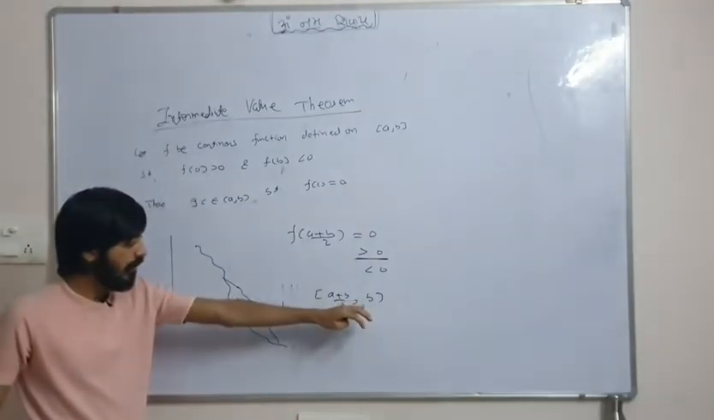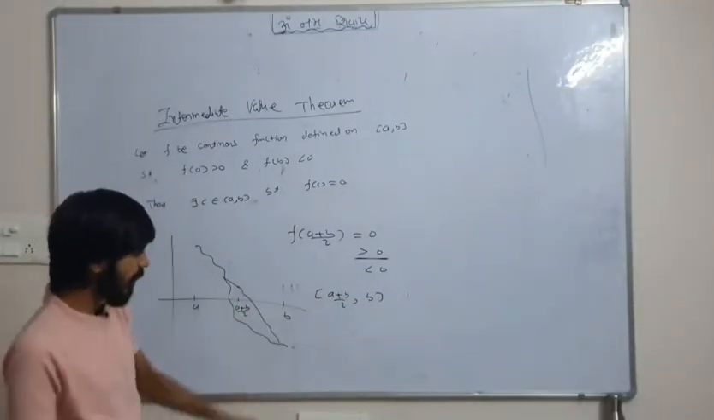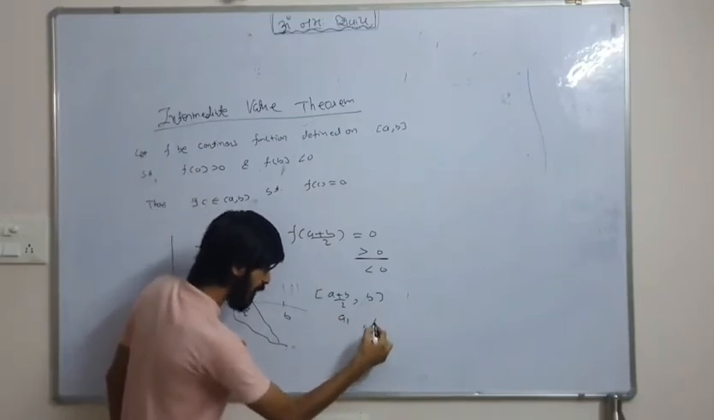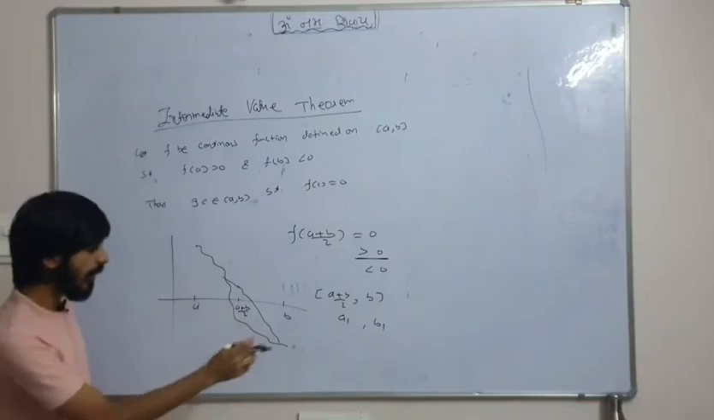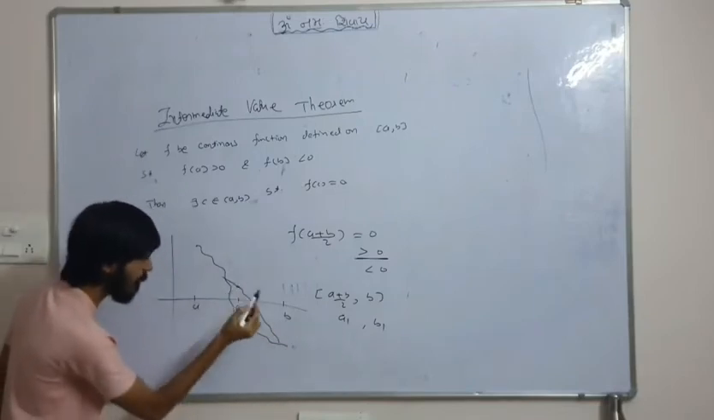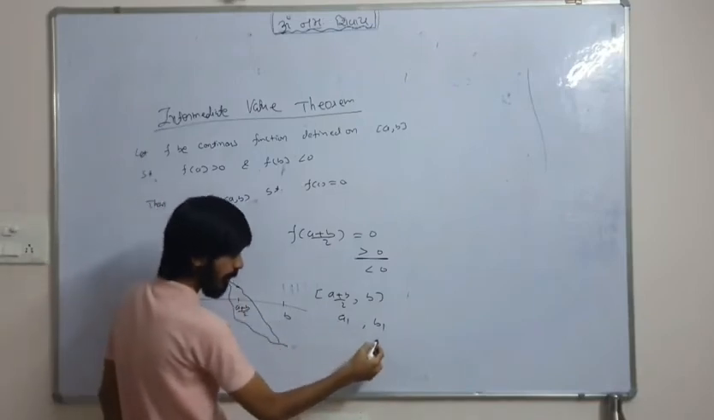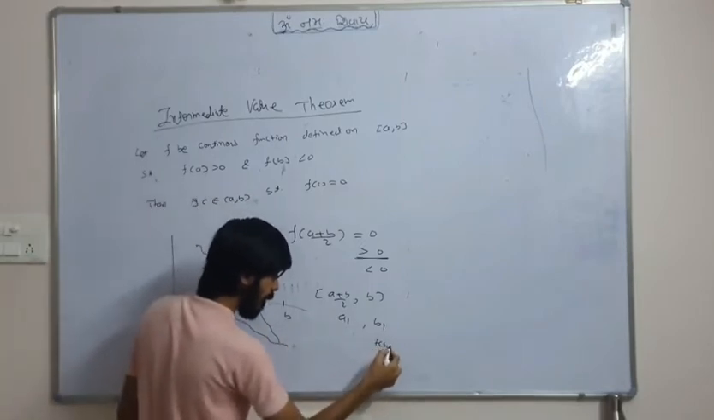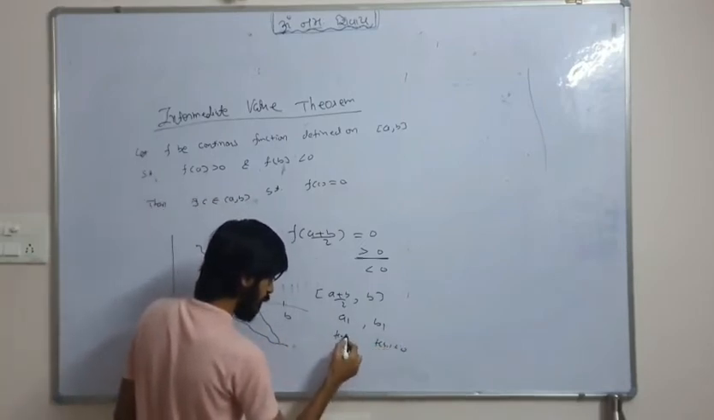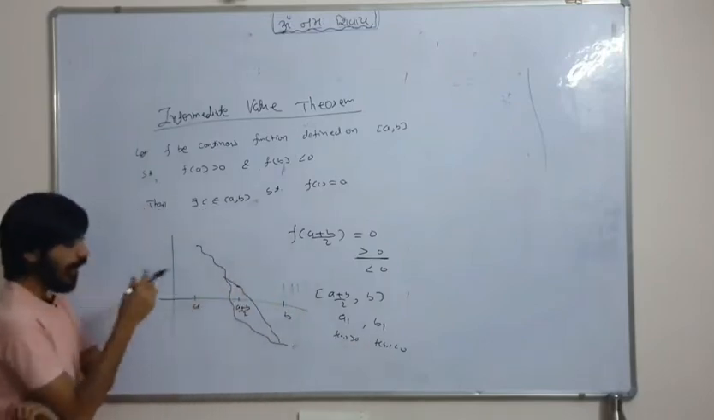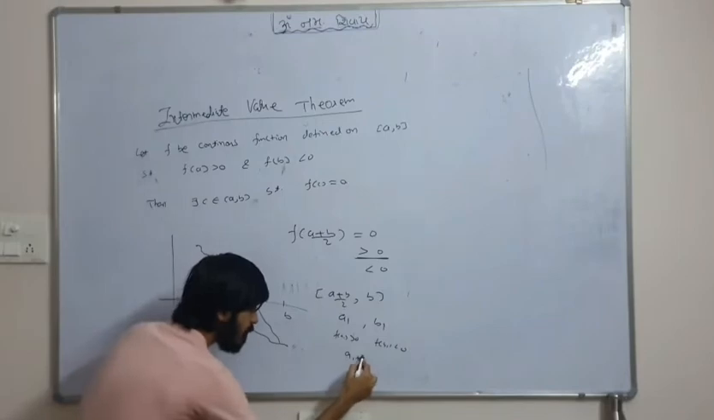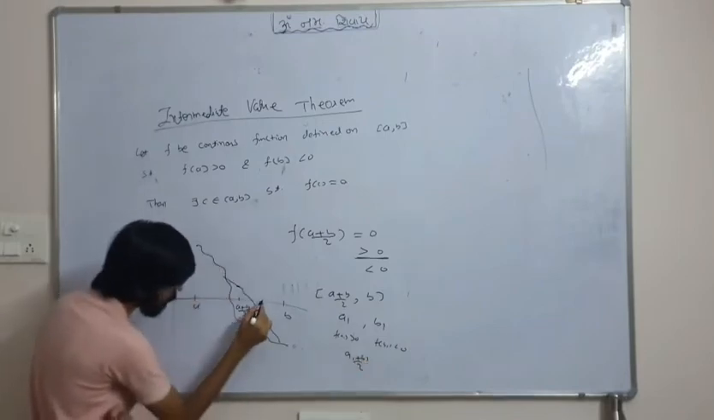Now in this interval, the question is the same. Here I will call this a1 and this same b as my b1. Now again f(a1) is positive and f(b1) is negative. So I will again do the same thing. I will take (a1+b1)/2.